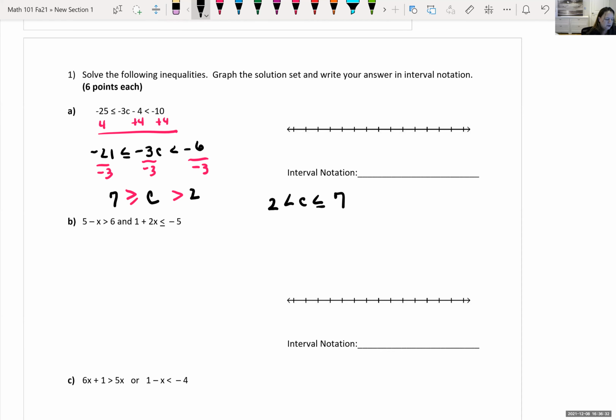Okay, so looking at this, we have 1, 2, 3, 4, 5, 6, 7. So it's everything between 2, not including 2, and 7. And so in interval notation, parenthesis, 2, comma, 7, bracket.